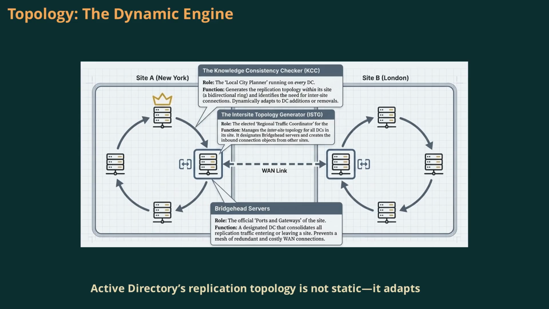Active Directory's replication topology is not static. It adapts dynamically as domain controllers are added or removed. The Knowledge Consistency Checker, KCC, acts as a local city planner, running on every DC to generate the intra-site replication topology. For inter-site replication, the Inter-Site Topology Generator, ISTG, manages the connections, designating bridgehead servers to consolidate replication traffic. This dynamic engine ensures efficient, resilient replication across your entire environment.